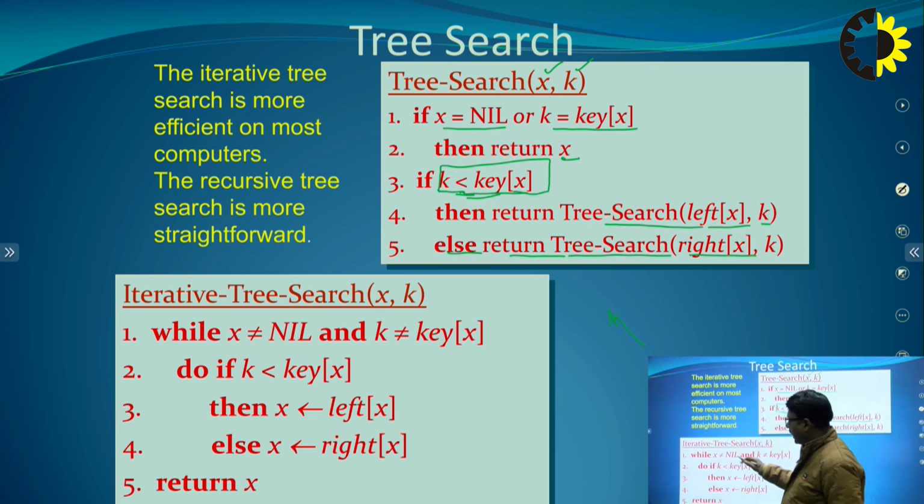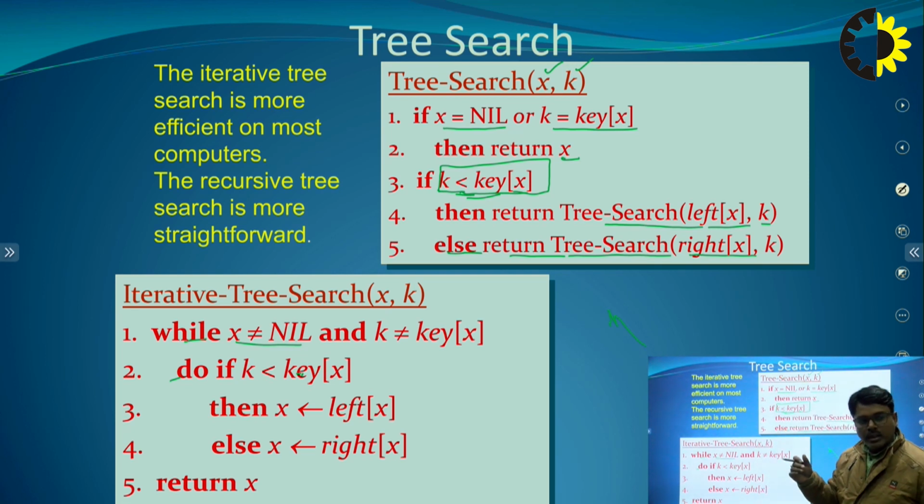In the case of iteration, we are using a loop, a while loop. While x is not nil, we continue the searching process till it reaches the last element. In this case, it just compares and assigns the value; if it matches, then it is the root node and we get the result.